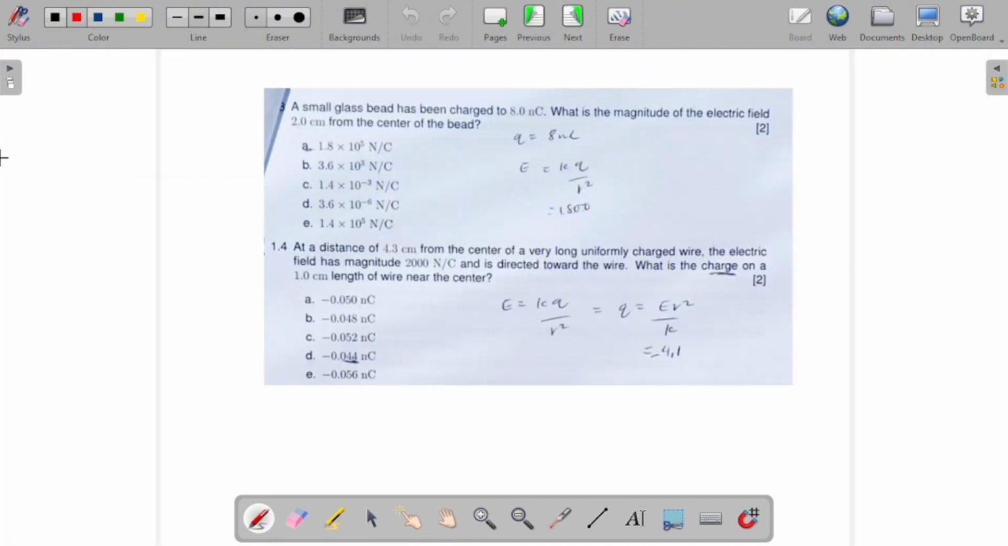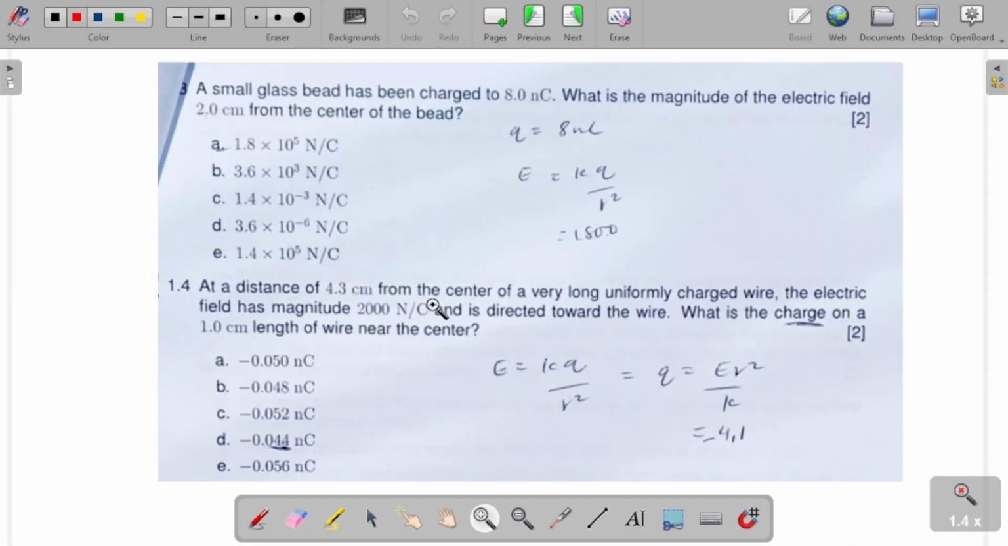Now, question 3. A small glass bead has been charged to 8 nanocoulomb. What is the magnitude of the electric field 2 centimeters from the center of the bead? So we have a bead somewhere here, and then it has some charge. Q is 8 nanocoulombs. Now they want the electric field 2 centimeters from the center of the bead, maybe somewhere here.